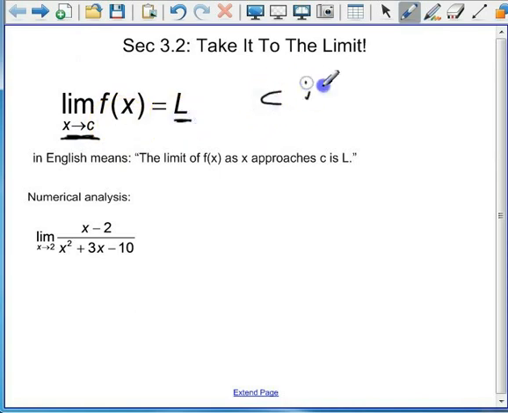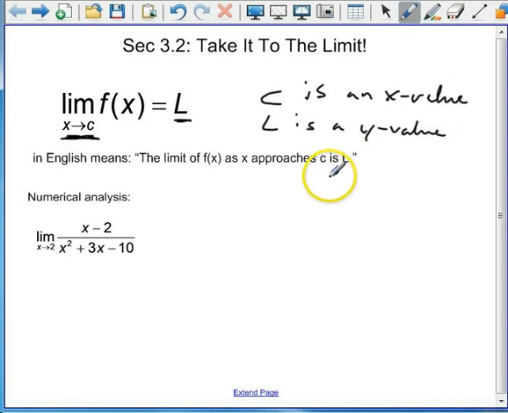C is an x value. L is a y value. So your limit is always going to be a y value that it's approaching as x gets very, very close to a given c value.